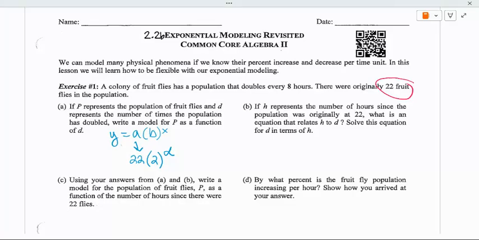So if H represents the number of hours, this is page 5, okay? If H represents the number of hours since the population was originally at 22, what is the equation that relates H to D? So I made a table of values.